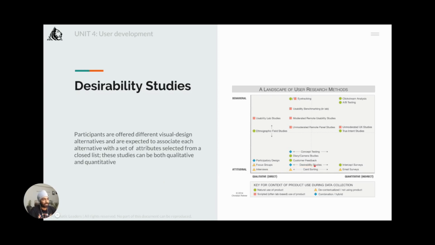Then comes desirability studies, right? So इसमें क्या होता है, participants are offered different visual design alternatives, and this time I'm just talking about visual interfaces. Okay, and they are expected to associate each alternative with a set of attributes selected from a closed list, right? So एक visual design दिखा दिया. Now if it's a website, obviously that, but if it's a physical product, I can show you different physical variants, right? ये अच्छा लग रहा है, ये अच्छा लग रहा है, ये अच्छा लग रहा है, and so on.